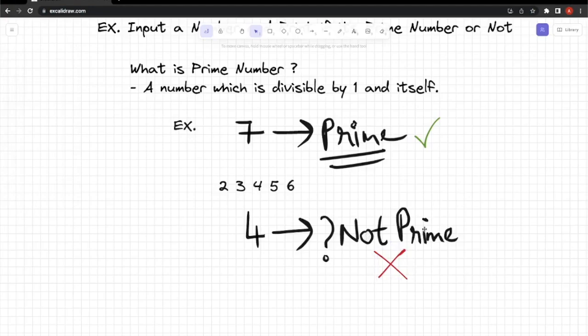Let's take another example. Is 4 a prime number? No, 4 is not a prime number. Why? 4 is divisible by 2. That is the reason 4 is not a prime number.